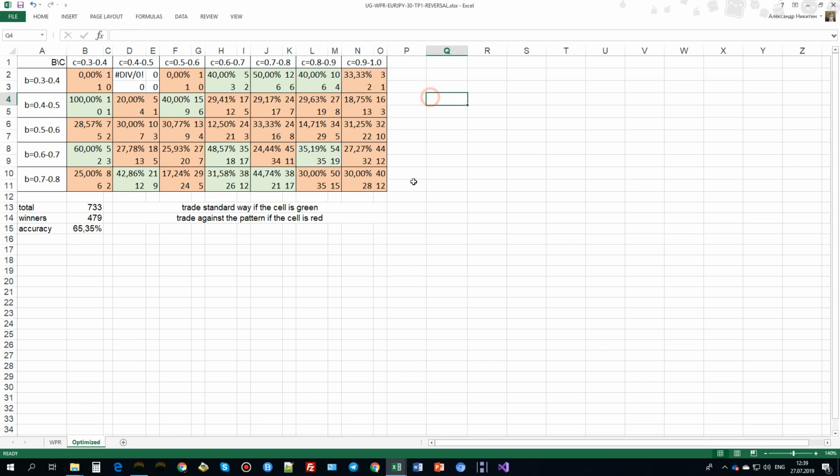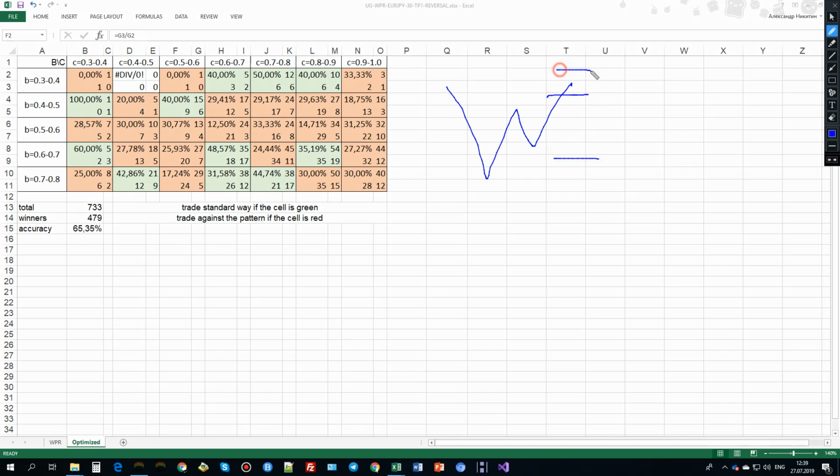So here are the patterns that you should trade using the Williams percent range swing identification algorithm. So in case of red cells, you trade them as reversals, as continuations. So it means that you buy here, place your stop loss here, and your target is here. In this case, the expectancy is positive if you trade it this way.